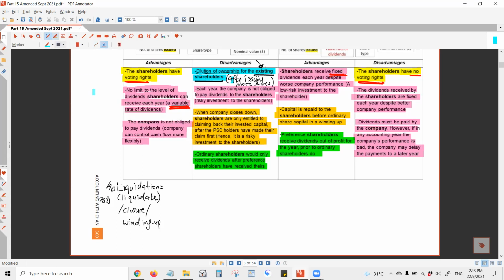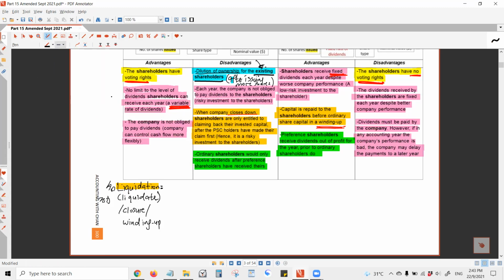This is about those lines that I have highlighted in orange color. You can see closes down. When a company closes down, what happens? And then here you have the word winding up. Now let me show you, and then you write together.